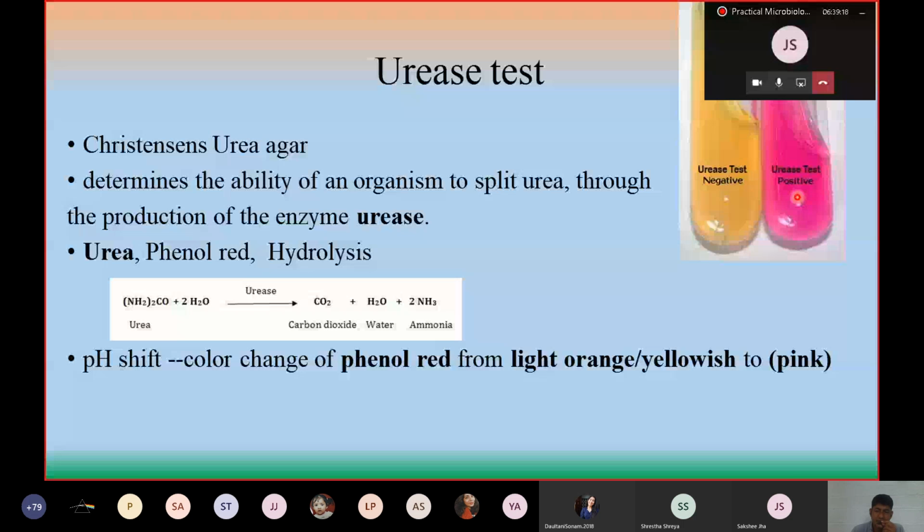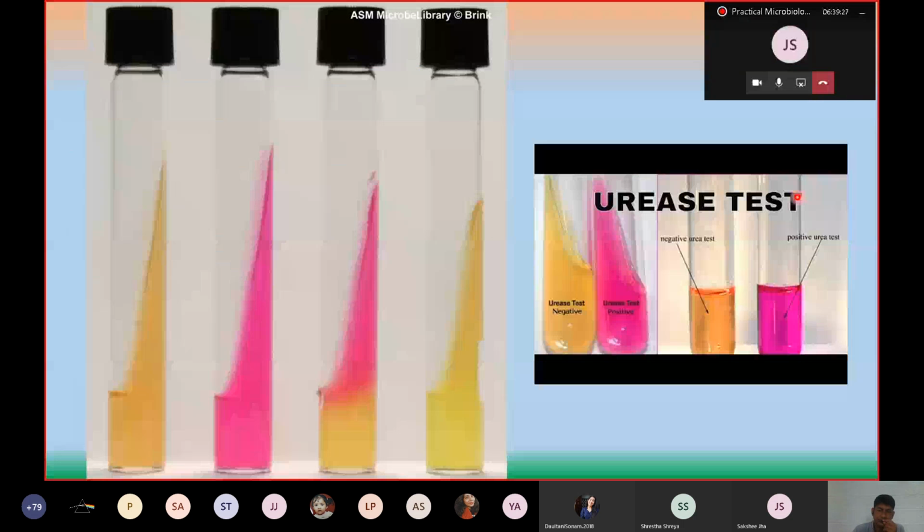This is the urease test, a test for the enzyme urease. These are the different tests you can see. All the pink colored ones are urease positive, and the yellowish ones are urease negative, meaning they are either urease negative or uninoculated, with the original color staying as it is. So it is the urease test.